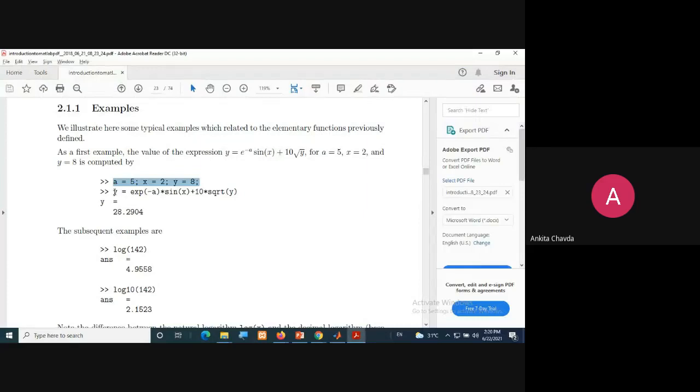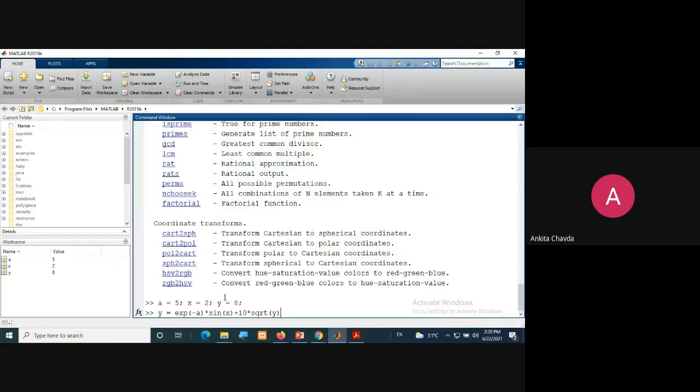Next, you are typing this expression. What you are typing here is, you can see this y equals e raised to something. For that you use the exp function, that is for the exponential. Exp of minus a into sine of x plus 10 into the square root of y. So that is the expression that you will type here.